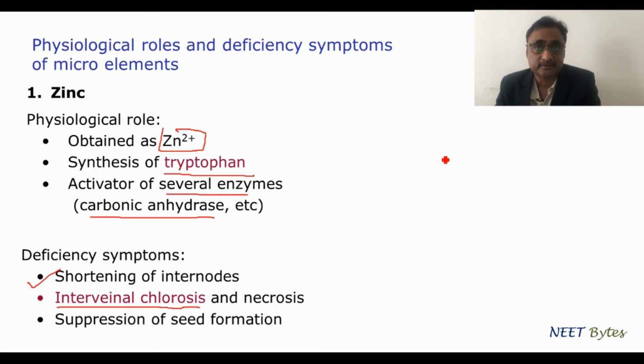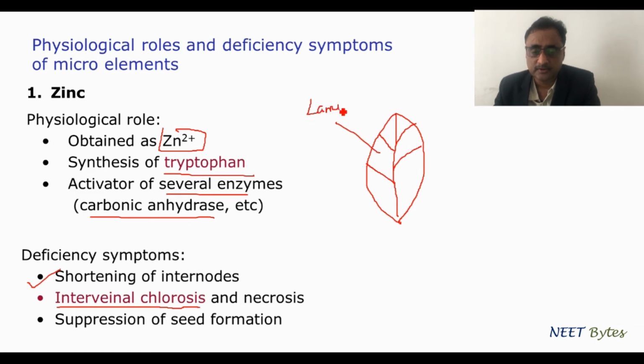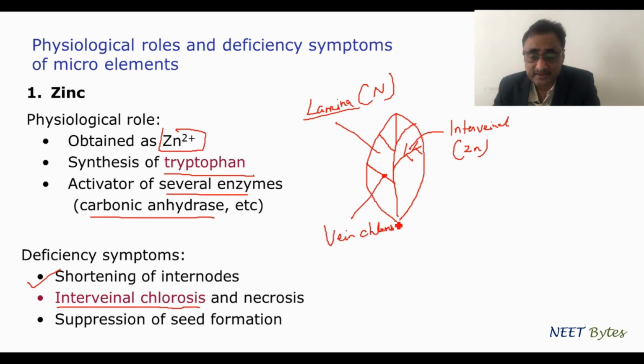Okay, mind it that there are different types of chlorosis. Suppose this is the structure of a leaf. Okay, so there are different parts, right? This part, what we call lamina or laminar chlorosis, occurs due to nitrogen. Okay, then within them, this is the part what we call intervenal. So intervenal chlorosis occurs due to zinc. Okay, and there is one more, venal chlorosis. This is what we call venal chlorosis, right? And venal chlorosis occurs due to deficiency of iron. So these are three things, right?